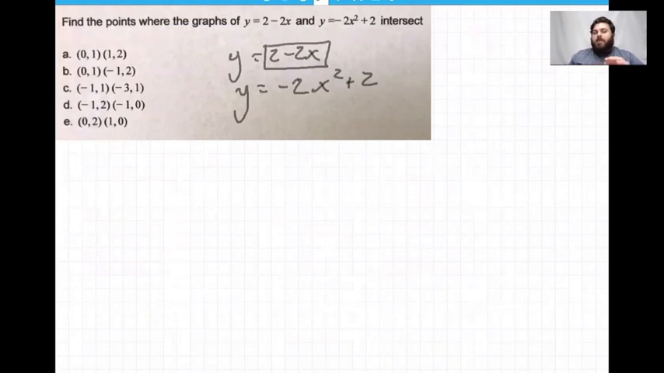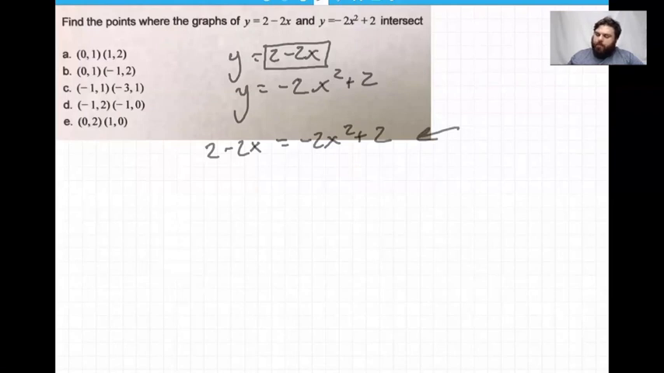So if I rewrite the second equation as y equals -2x squared plus 2. Notice when I said y, I didn't write y. I wrote what y was equal to. What this does is put the equation into one variable. So I can solve this now.